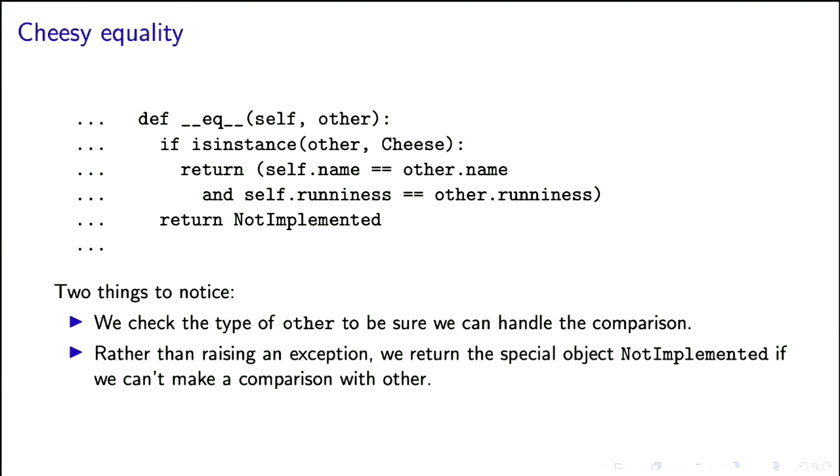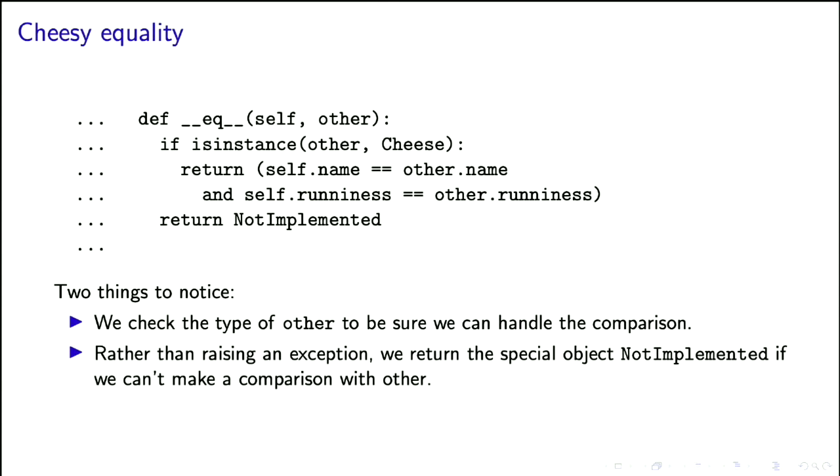What are we going to do? Well, first, we're going to check on what is other. We don't have to check self, because this is an instance method of a cheese object, so self is definitely cheese. But other could be anything at this point, so we need to decide whether this object is something that we're ready to perform the comparison on. If it is, if this isinstance passes, then we perform the comparison that we've decided is relevant for our objects. Two cheeses are the same if they have the same name and if they are equally runny.